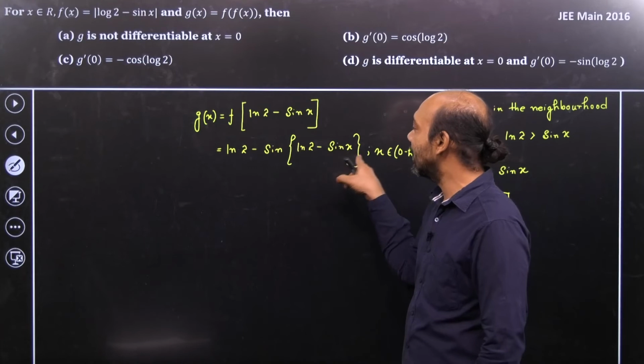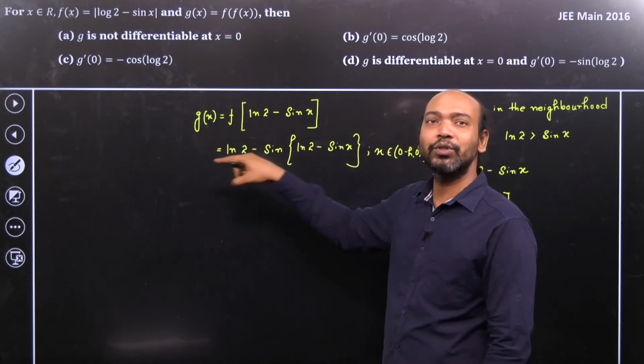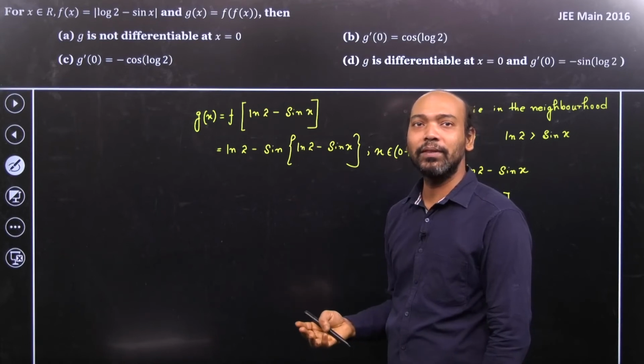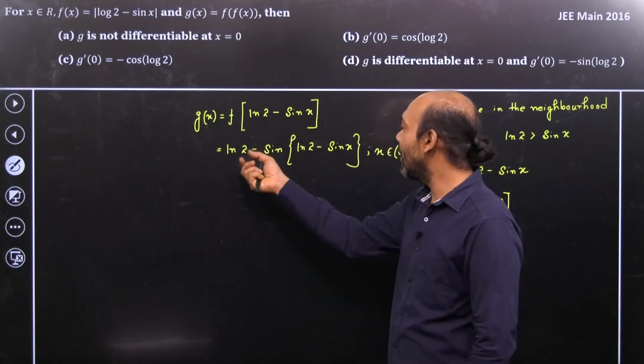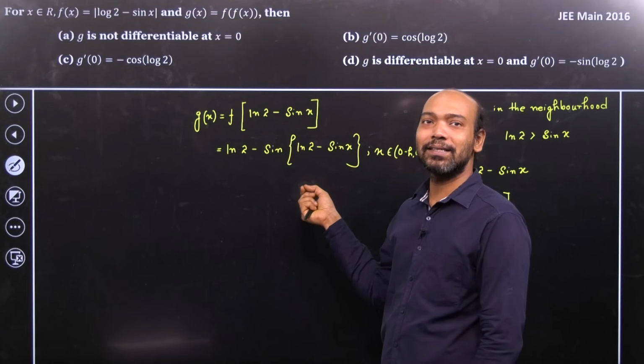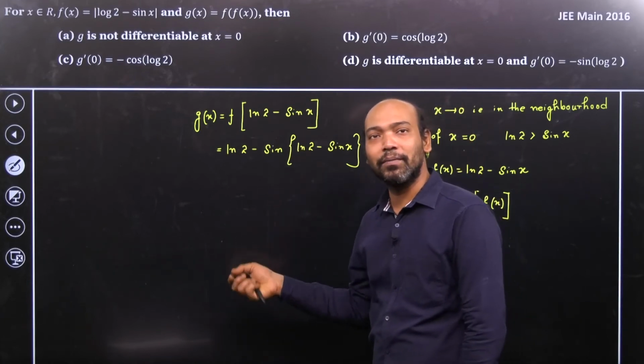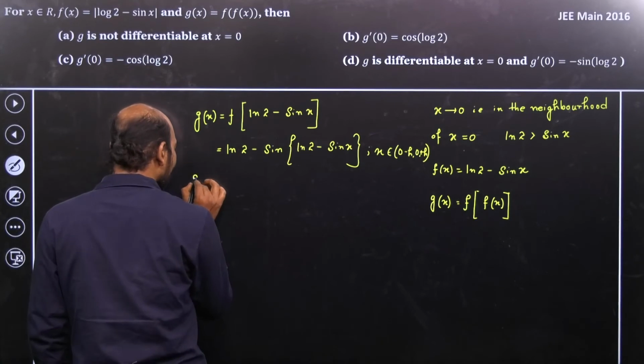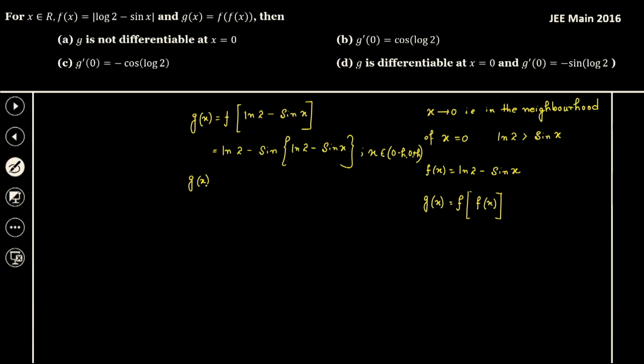Now see that the function is a function of sin x, and ln 2 is not a meaningful thing here because it's a constant. So it is sin of a constant minus sin x. It is obviously differentiable because it only has the sin x function. Therefore, we'll say that g(x) is differentiable.